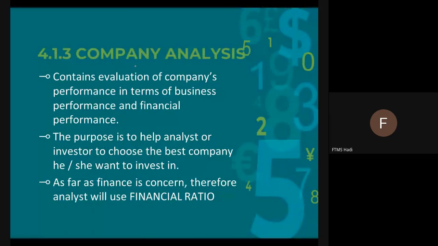Okay, and the last one will be company analysis, which contains the evaluation of a company's performance in terms of business performance and financial performance. For business performance, we want to see the growth, and for financial performance, we want to see the profit. Growth and profit have different perspectives. For growth, we look at the number of branches, number of sales, and number of staff or employees. That is business performance. For financial performance, usually we look at profit and how low their leverage or debt is.